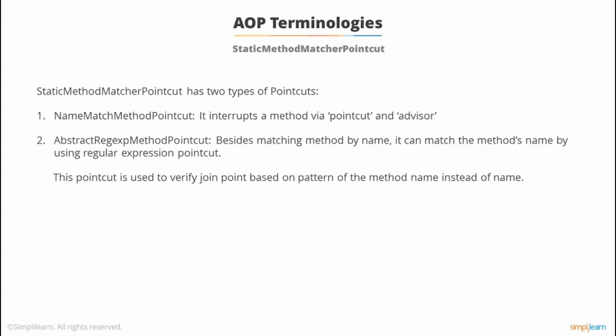Let's talk about the static method matcher pointcut, which has two types of pointcuts. NameMatchMethodPointcut: it intercepts a method via pointcut in the advisor. And AbstractRegexpMethodPointcut: besides matching a method by name, it can match the method's name by using a regular expression. This pointcut is used to verify join points based on the pattern of the method name instead of the name.